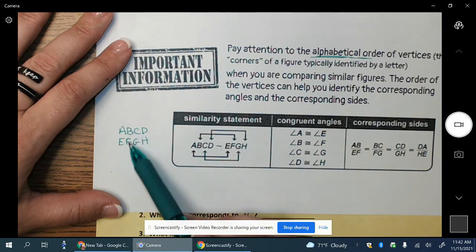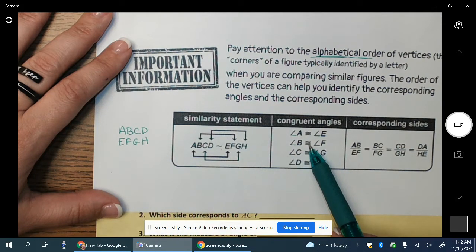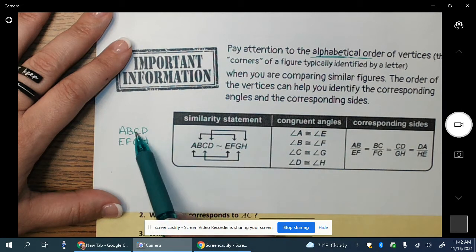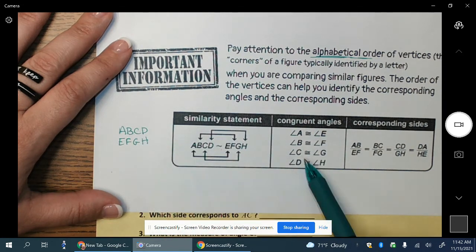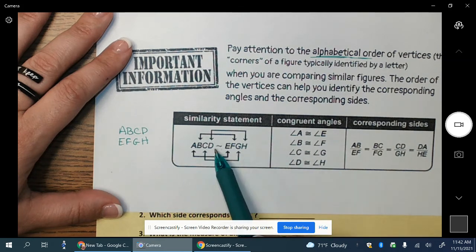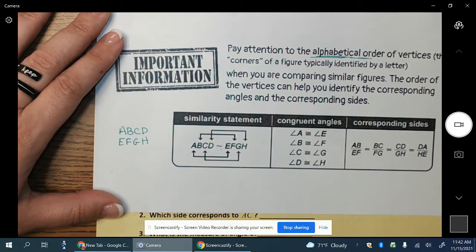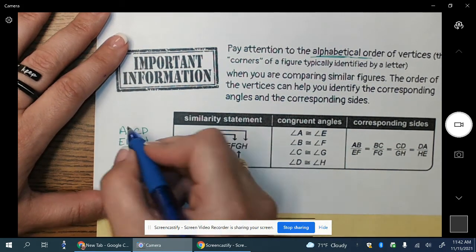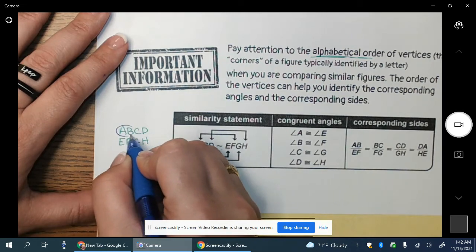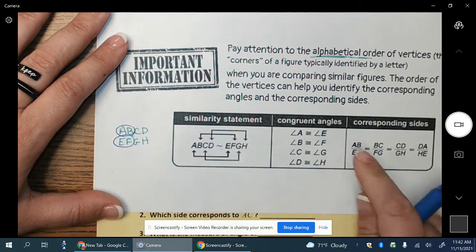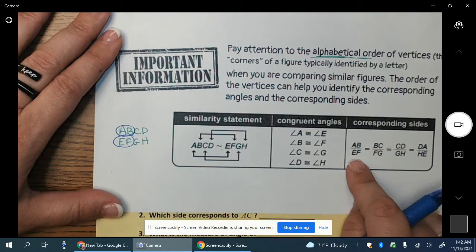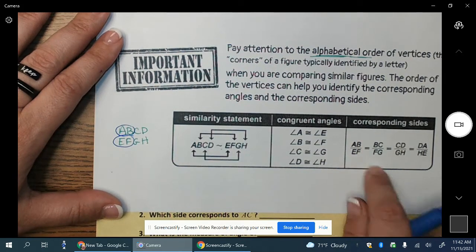B and F are the second letters, so they're the same. Remember, angles are congruent. Okay, C and G are the third letters. They're the same. D and H, they're the same. Does everybody understand that? Yes. Okay, angles are congruent. It gets a little bit trickier when you have to do sides, because then you're looking, the first 2 letters go with the first 2 letters. AB goes with EF. Does that make sense? Yes?